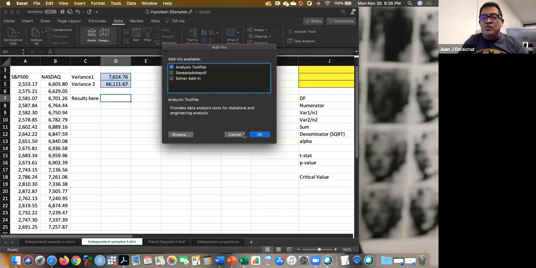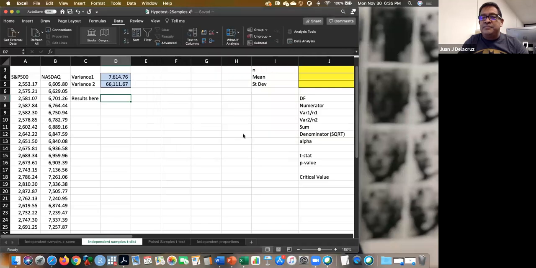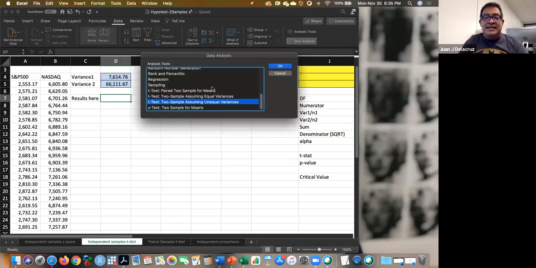I think even if you are using the version online, it should work. So this is very simple. We have the data analysis. I want to do a t-test, two sample, assuming equal variances, right?